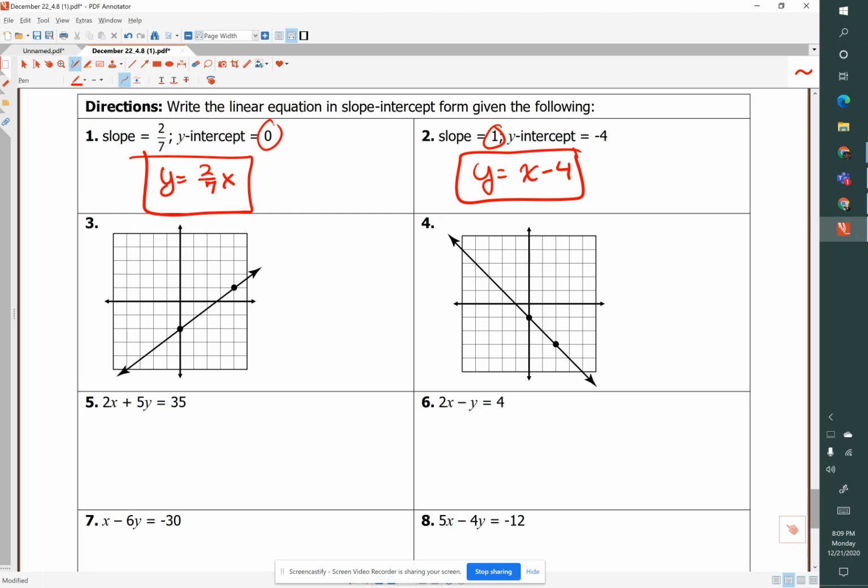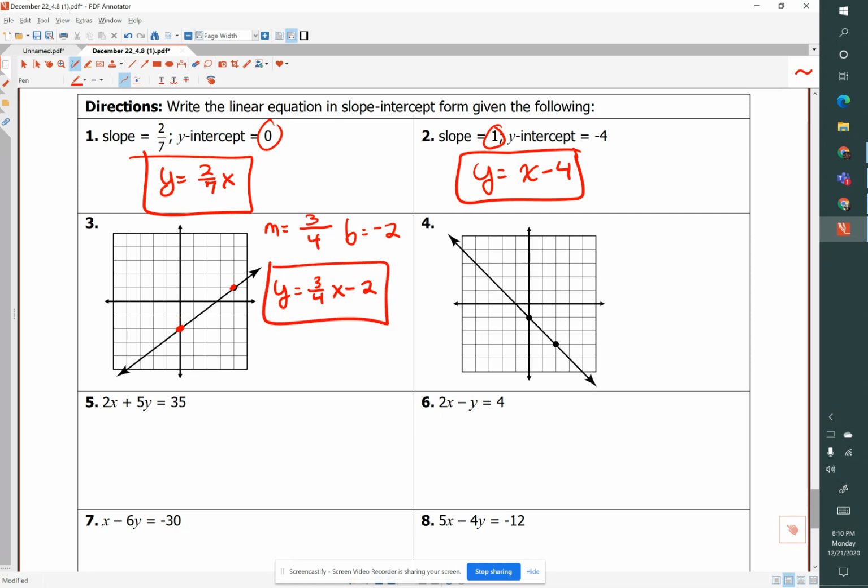Number 3, the slope here is positive. So we have a positive rise, there's our points, 1, 2, 3 over a run of 1, 2, 3, 4. So positive 3/4 is the slope. And our y-intercept right here, our b value, is -2. So y equals 3/4 x minus 2.